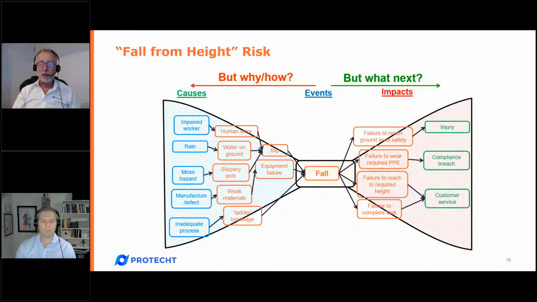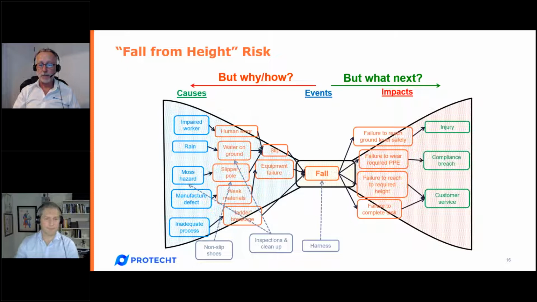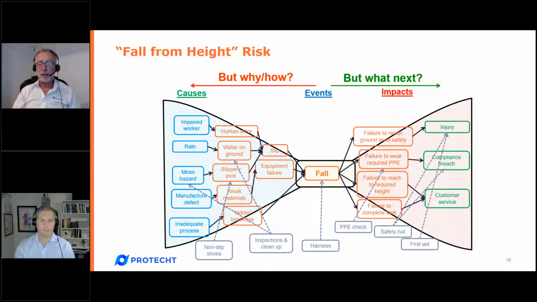Now finally, we add on our controls in the appropriate spot: non-slip shoes to slippery pole, inspections and clean off moss and water, harness from falling, PPE check, safety hat and first aid. Now you'll also notice that the harness and the safety hat are an obligation requirement, so that would also satisfy the compliance obligation.